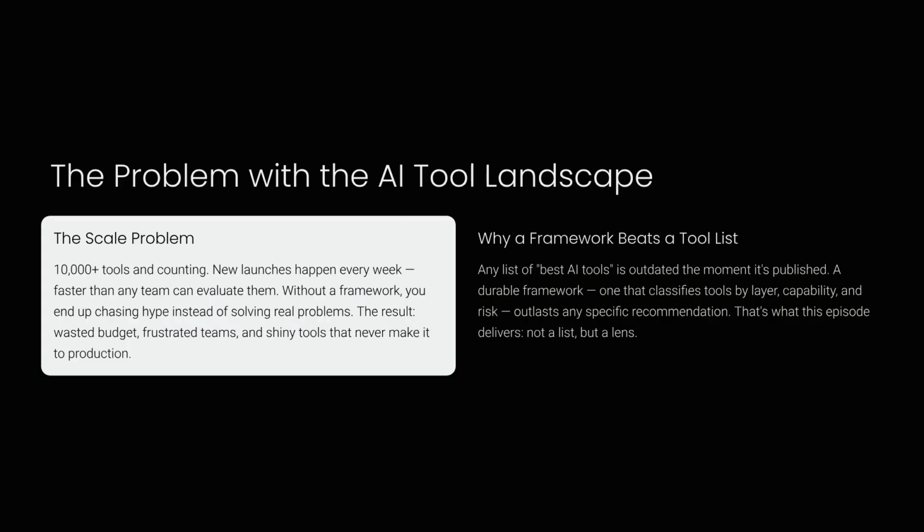The core problem is scale. With 10,000 tools, teams often end up chasing hype rather than solving real problems, leading to wasted budgets. Relying on simple tool lists is futile, as they become outdated instantly. We need a durable framework to classify tools by layer, capability, and risk, providing a lens rather than a list.